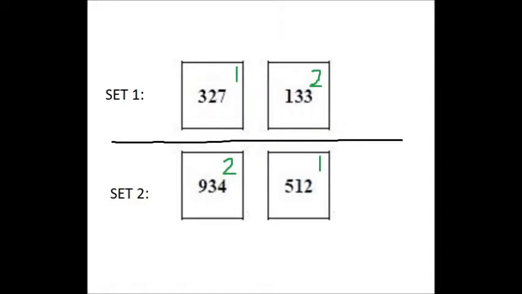As can be seen in set 1, sample 327 is labelled with a 1 and sample 133 is labelled with a 2. This means that sample 327 was sweeter than sample 133 according to Roisin. In set 2, sample 512 is labelled with a 1 and sample 934 is labelled with a 2. This means that sample 512 is sweeter than sample 934 according to Roisin.